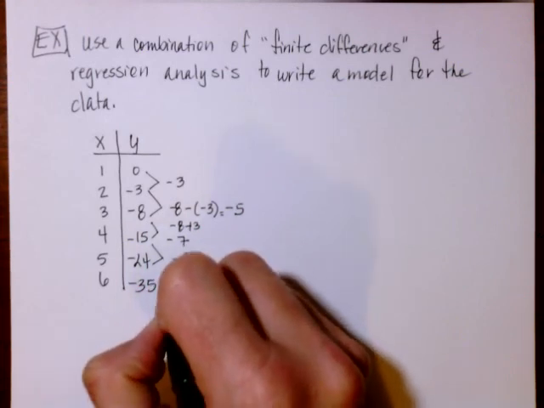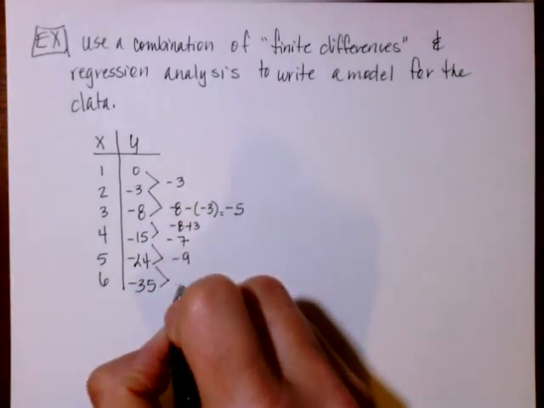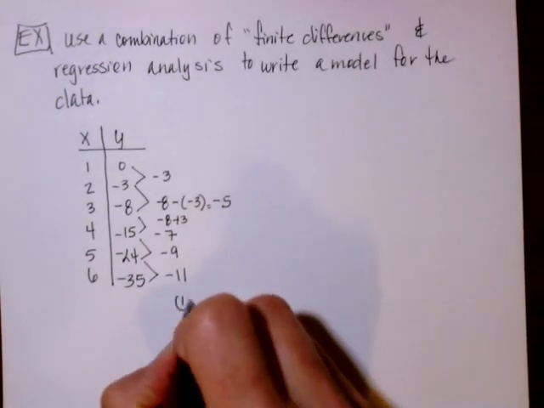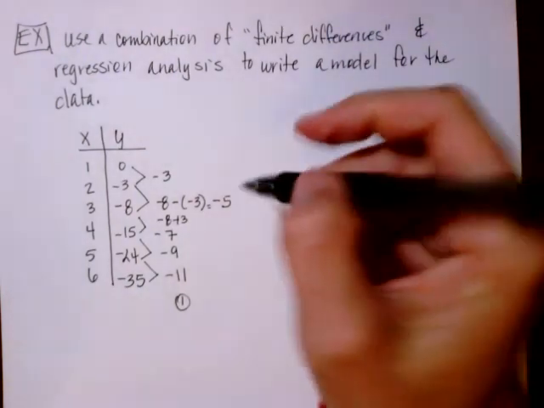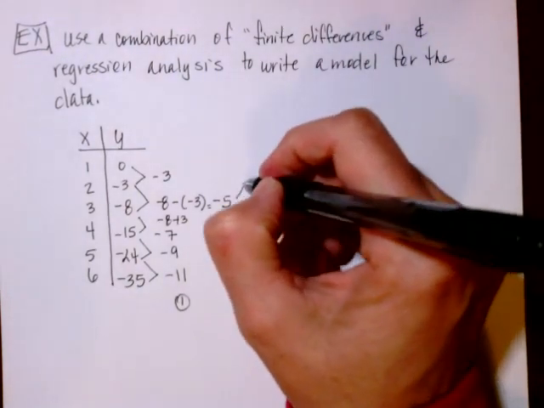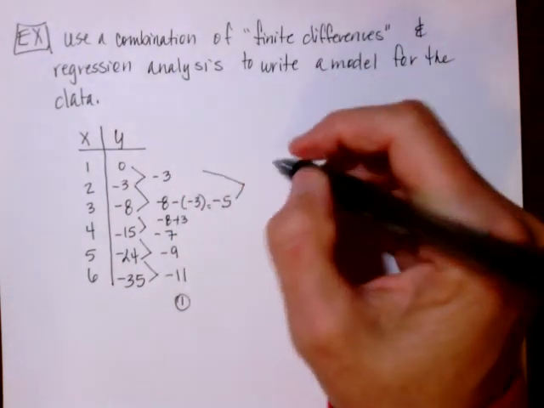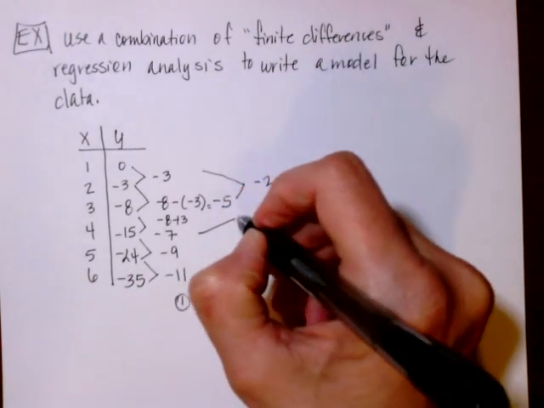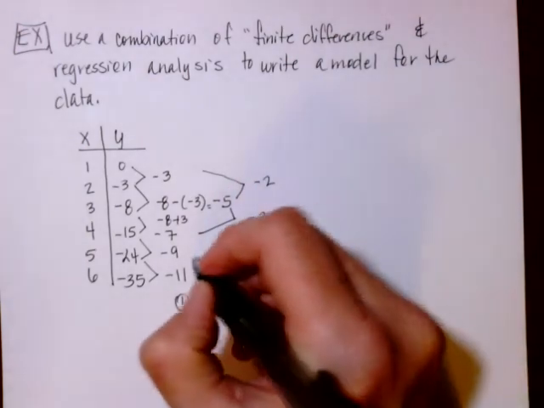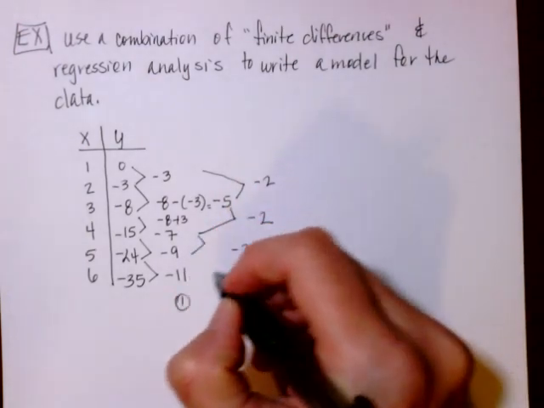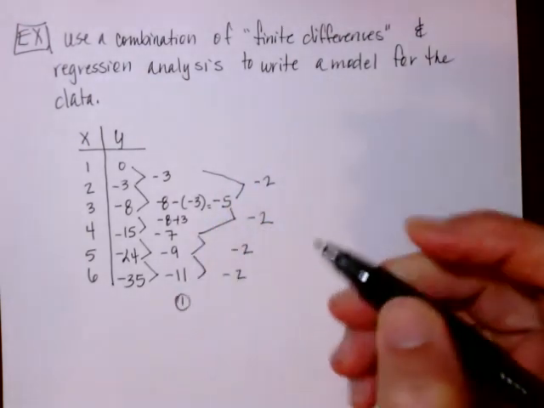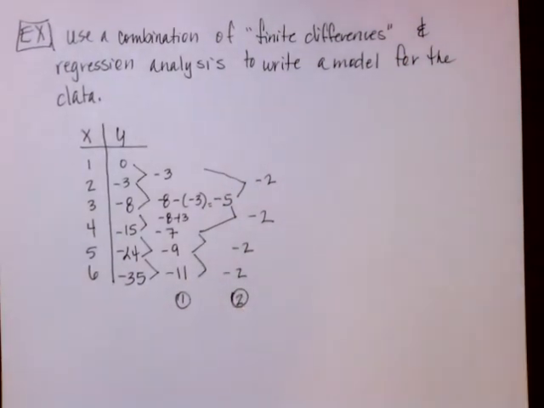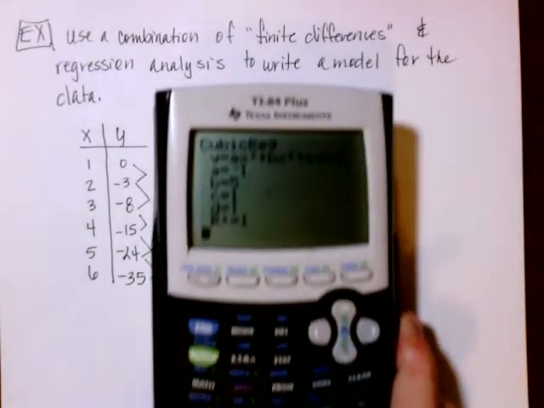And a -35 and a +24, I get a -11. That's our first degree. They obviously don't match. So now I'm going to do the next row. A -5 minus a -3 is a -2. A -7 and a -5 is a -2. I have a -2, and I have a -2. Well, that was very polite. Now I have a second degree polynomial.